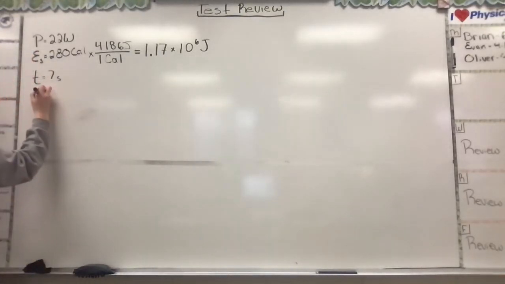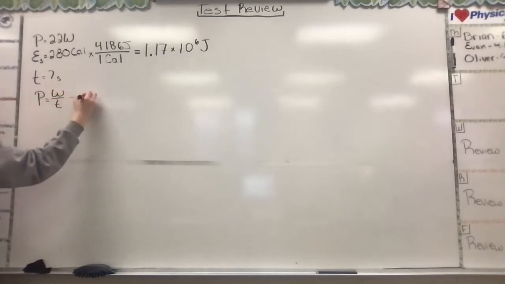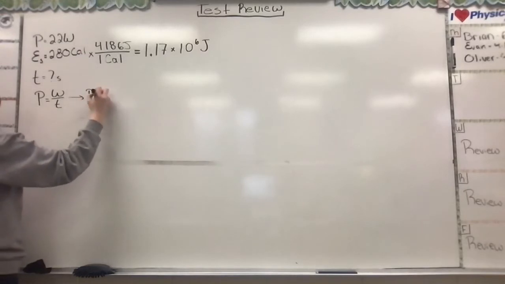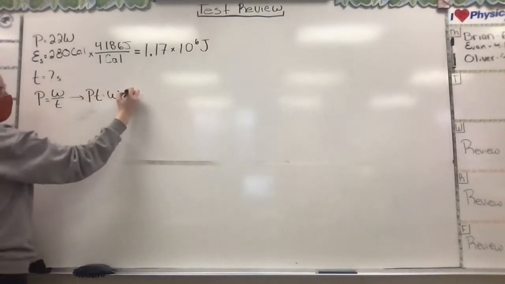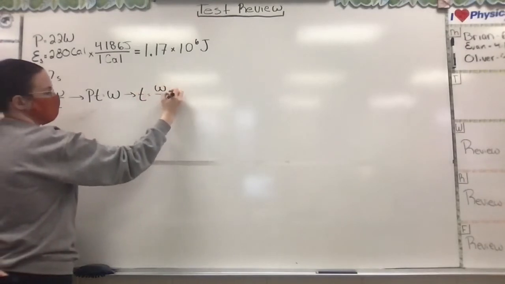So what's the equation for power? It's power equals what divided by what? W/T. Perfect. How do we rearrange this for the time? You've got to multiply the T first, and then you have to divide by the P.